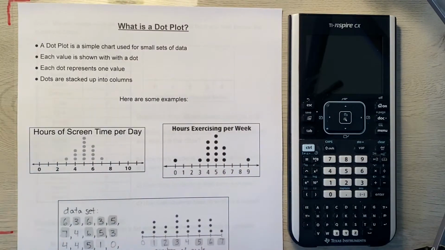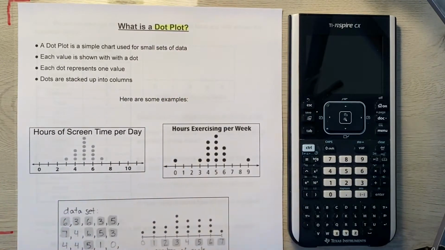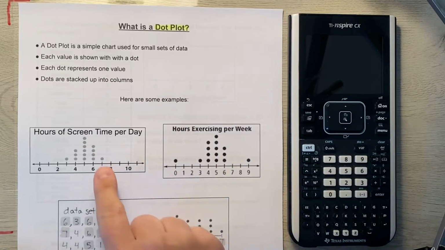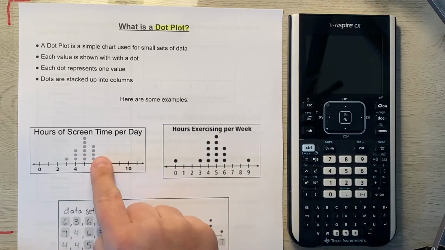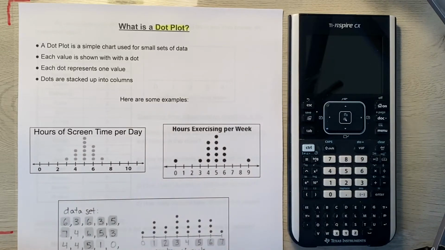All right, so now let's get into dot plots. What is a dot plot? Well, it's pretty much what it sounds like. It's a chart that's used when you have small amounts of data and you can plot them using dots. Okay, you can see here. Each dot is one value and the dots are stacked up onto each other into columns.